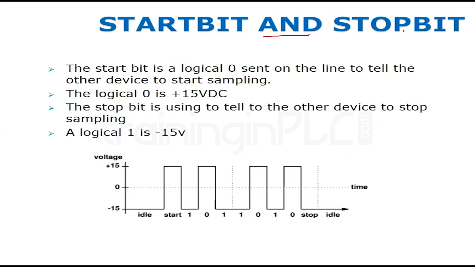If we see the start and stop bit of RS-232, it will follow first the start bit and the data, and after the data it will give the stop bit. So between the start and stop bit you will have the information, and it can vary from -15 to +15. -15 volts will represent the 0 signal and +15 volts will represent the 1 signal.